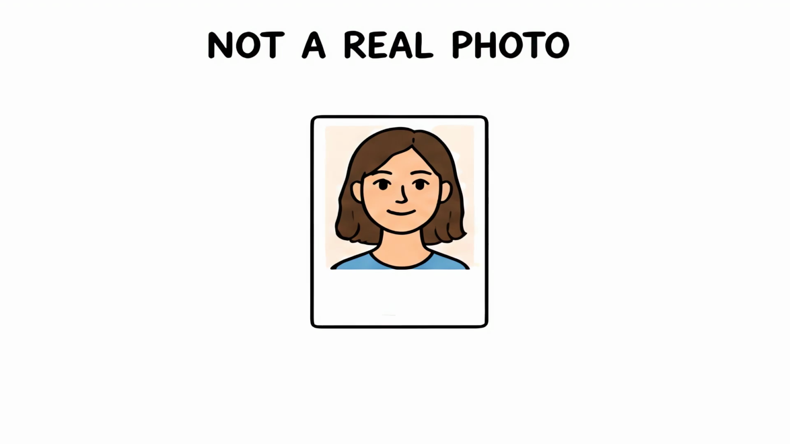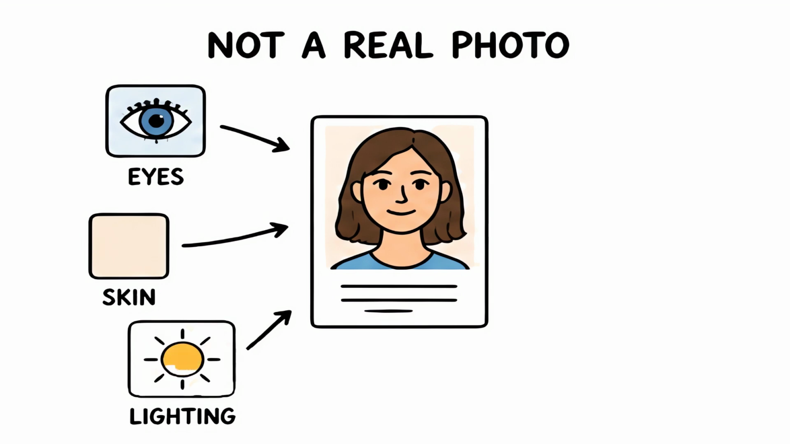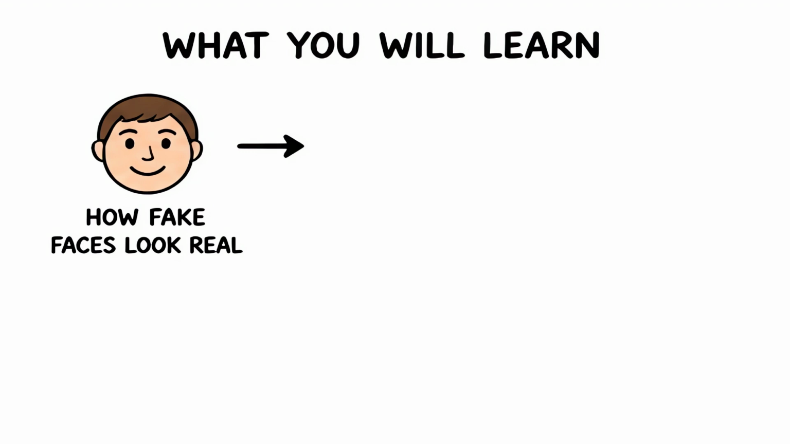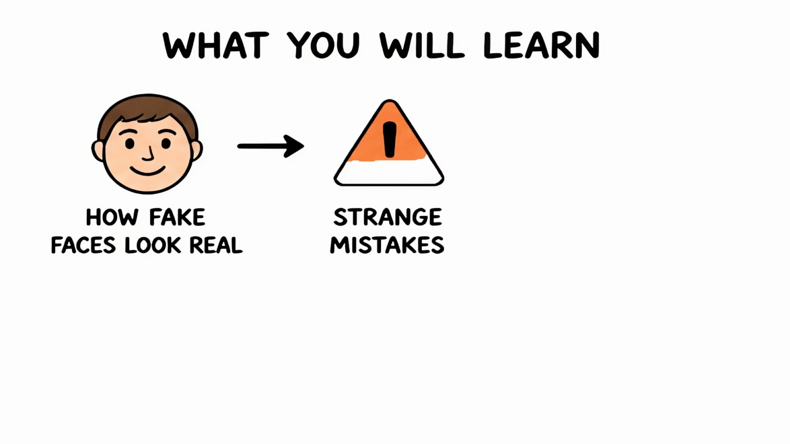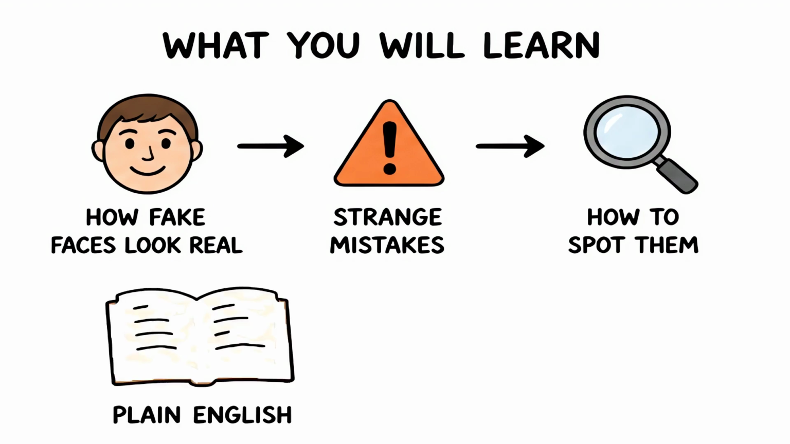That photo of a person you just scrolled past might not be a photo at all. It might be a face assembled from patterns, eyes, skin, lighting, hair, tiny shadows, by an AI that has never met a real person. In the next few minutes, you will learn how AI makes fake faces look real, why it sometimes makes strange mistakes, and how you can spot these images when you see them online. Plain English, no jargon, no computer science degree required.